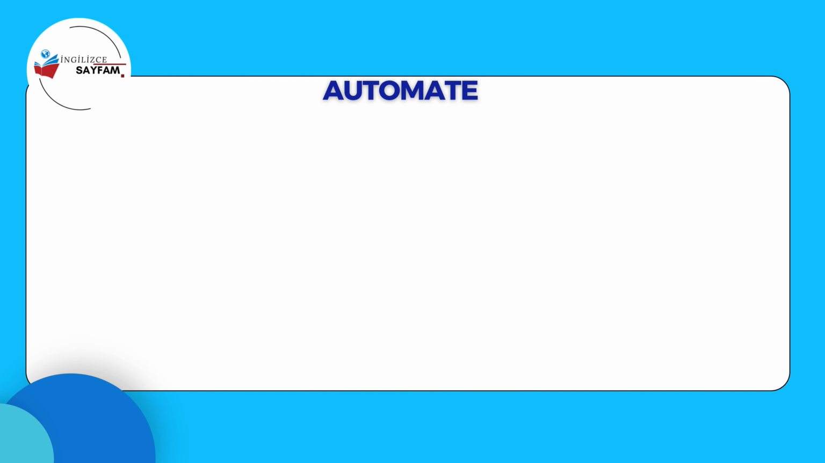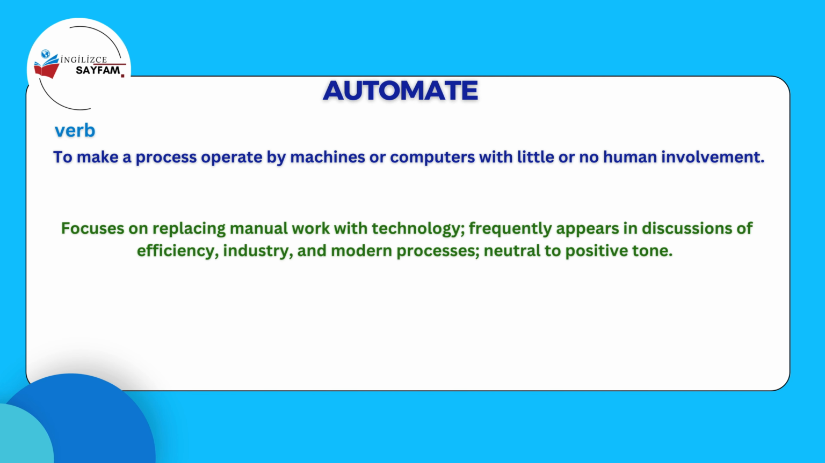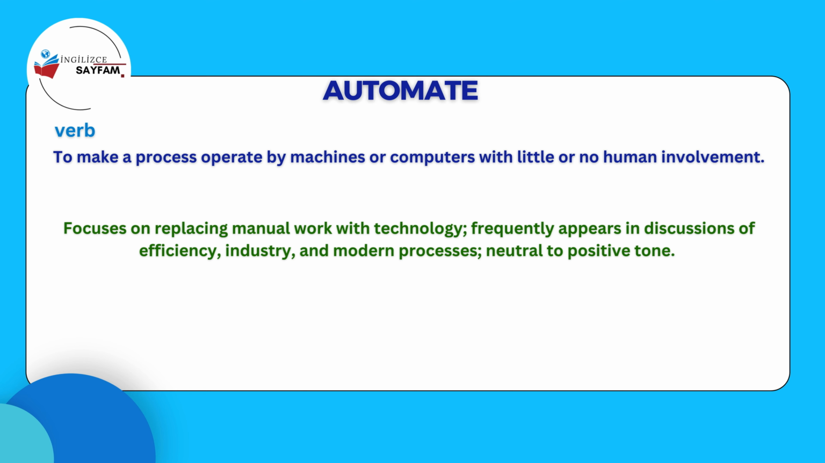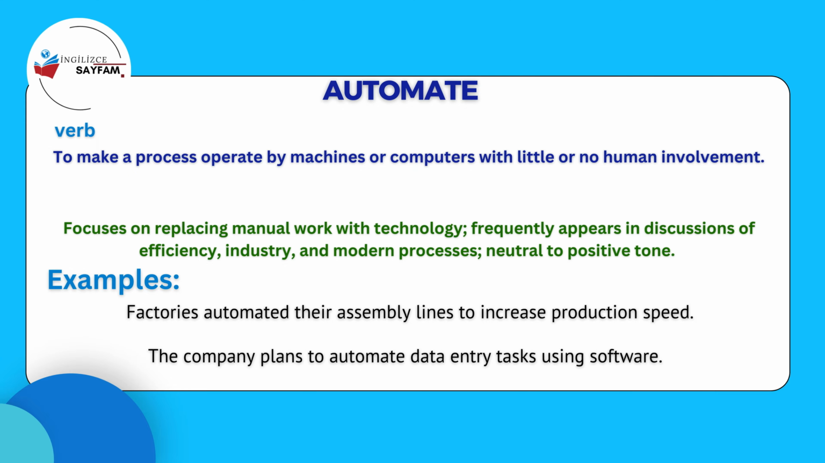Automate. Verb. To make a process operate by machines or computers with little or no human involvement. Focuses on replacing manual work with technology. Frequently appears in discussions of efficiency, industry, and modern processes. Neutral to positive tone. Example: factories automated their assembly lines to increase production speed. Or, the company plans to automate data entry tasks using software.